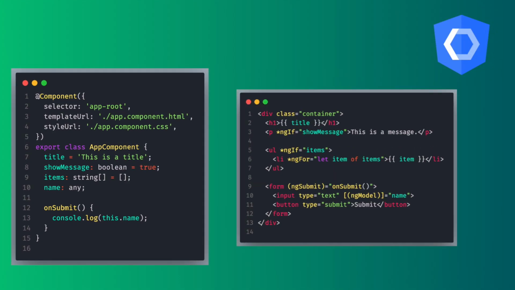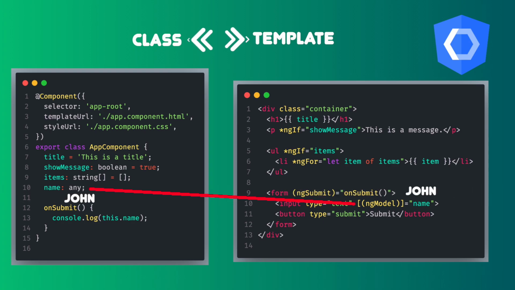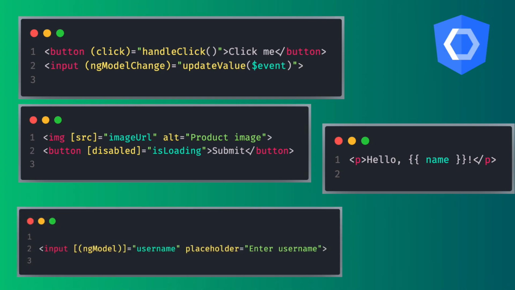One of the powerful features of Angular components is data binding. It allows you to establish a connection between the template and the class, making it easy to display and manipulate data. There are different types of data binding, including one-way and two-way data binding, each serving a specific purpose in your application.